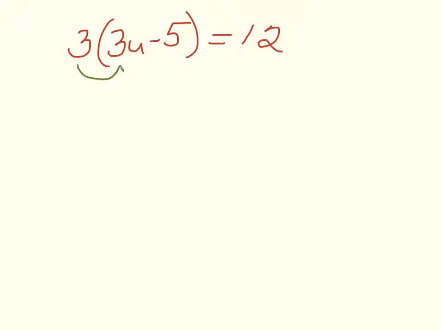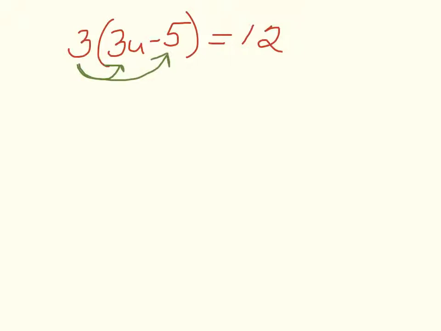Let's try 3 times 3u minus 5 equals 12. Again, we can look at the equation, look inside the parentheses. Can the 3u and the 5 be subtracted? No, one has a u, one does not. So that eliminates that. That means we need to remove these parentheses by distributing.